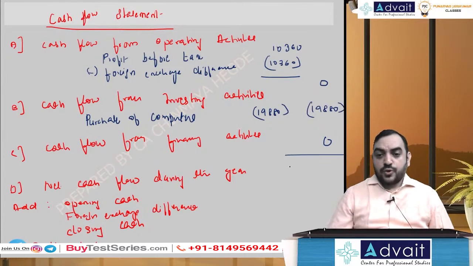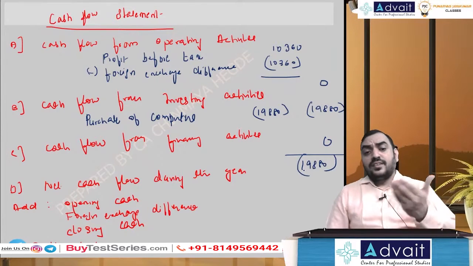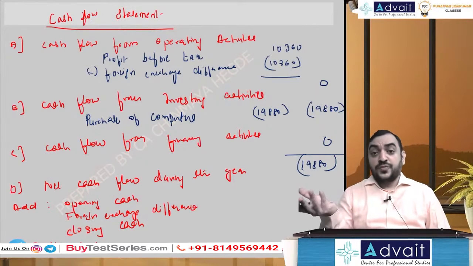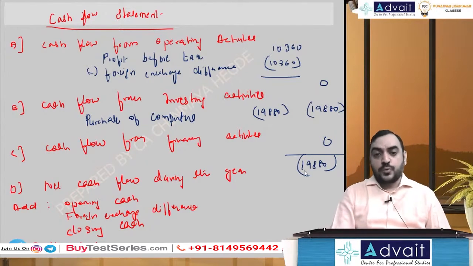Okay. So net cash flow during the year 19,880. And one more point, this is a computer, a non-monetary asset, so we don't revalue the asset at the end of the year, unless they follow the revaluation model. We don't revalue this. Okay, anyway.